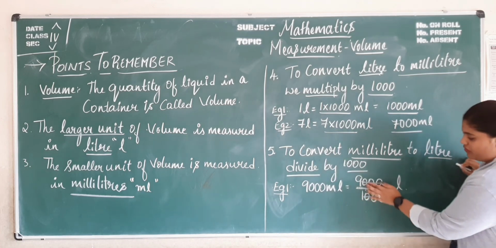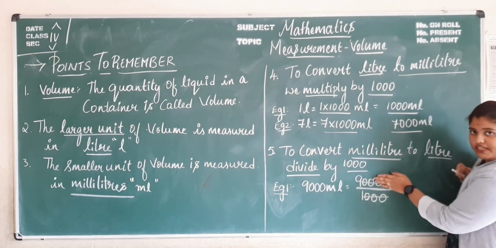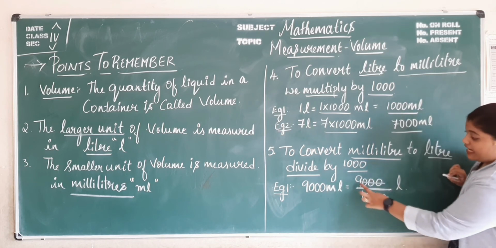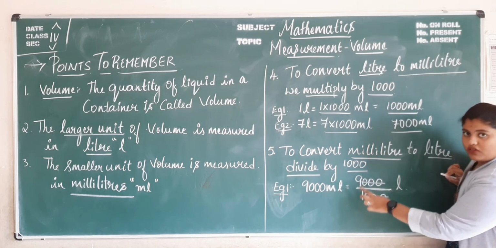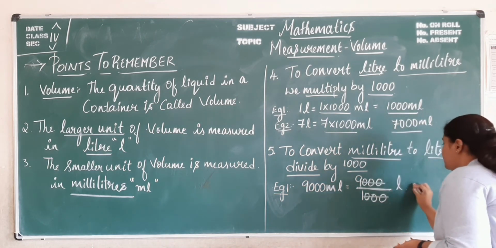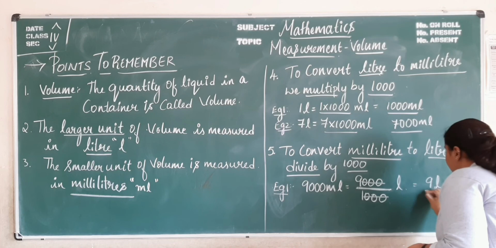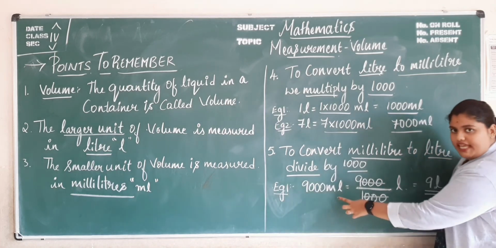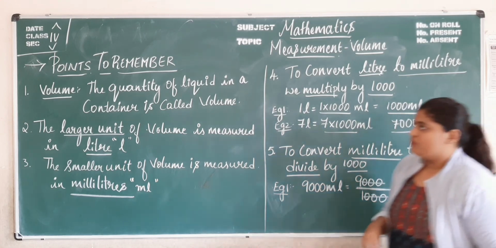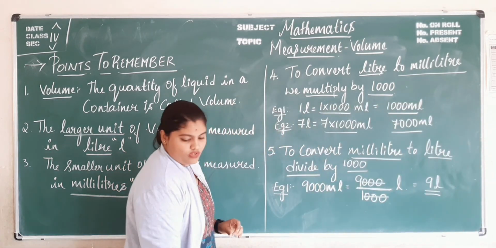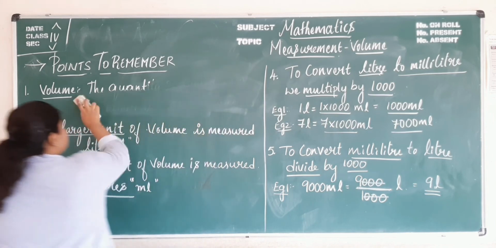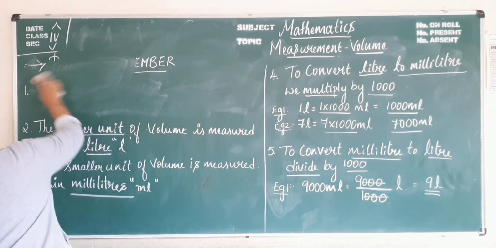So what is left out? If I cancel 3 zeros in the numerator as well as 3 zeros in the denominator, what is left? 9 divided by 1. So what is 9 divided by 1? 9 itself. So the answer is 9 liters. So 9000 ml is equal to 9 liters. Let me give you one more example. I will write it here.